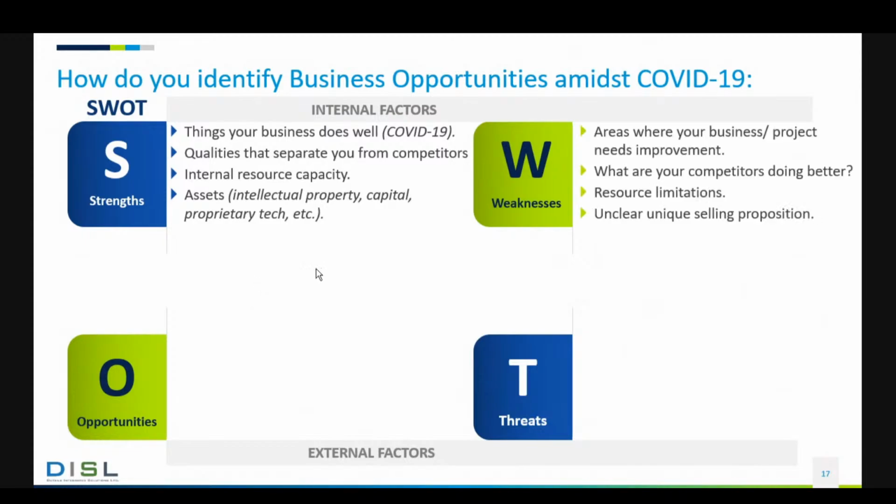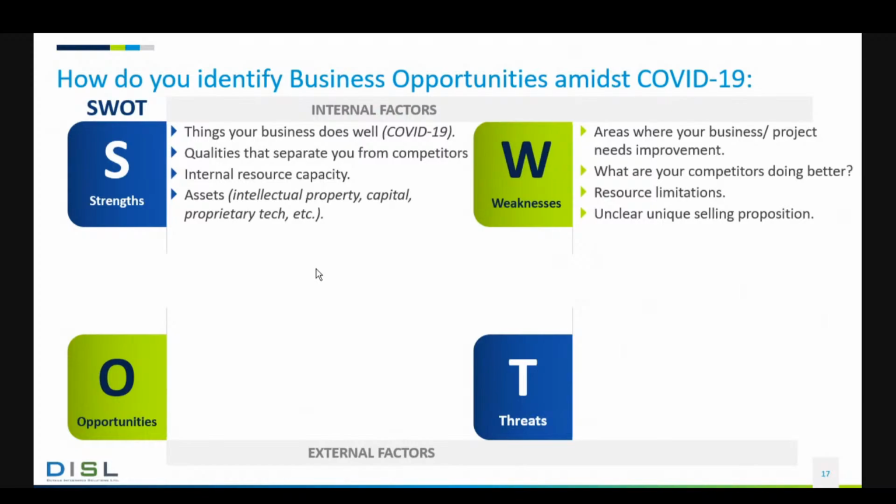You may also look at what the weaknesses are for your organization. So these are the areas within your organization where your business or your processes need improvement. You may also want to look at what your competitors are doing better than you at this point in time, examining your own internal resource capabilities and limitations, and how clear your selling proposition is. Now, your strengths and your weaknesses are all internal factors. So these are factors within your organization.